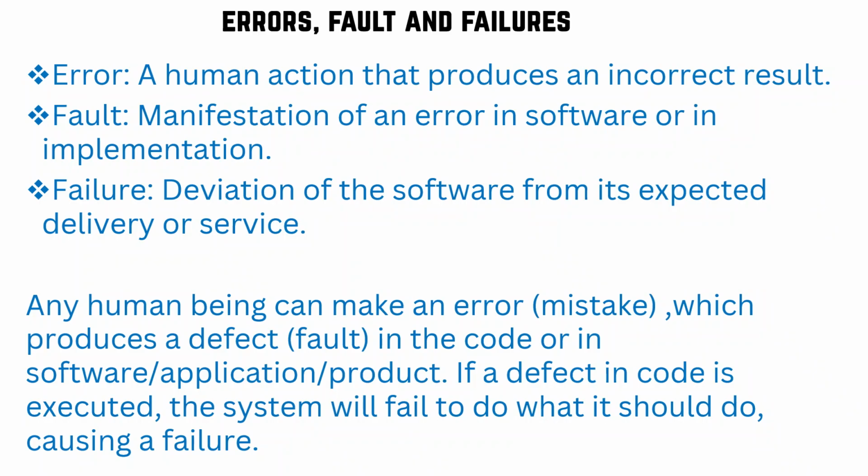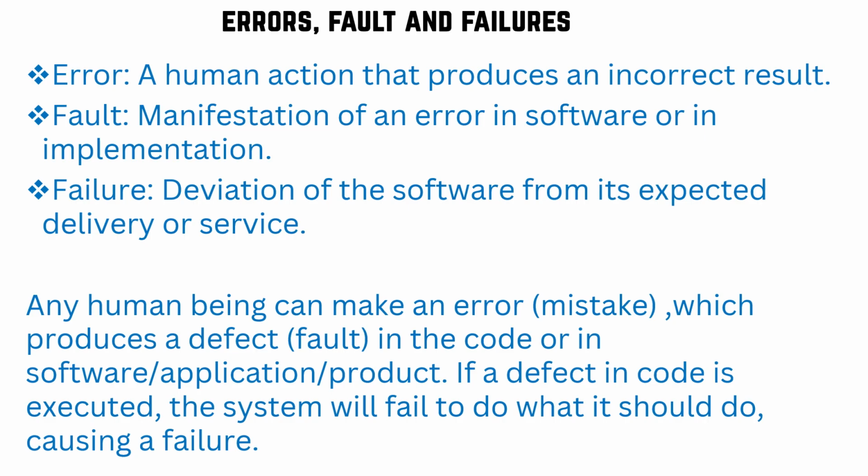Then let's understand what is error, fault, and failure. Error is nothing but a human action which produces an incorrect result, whereas fault is nothing but the manifestation of an error in software or implementation, and failure will come whenever a fault is there and you are not rectifying it. So failure is nothing but the deviation of the software from its expected delivery or service.